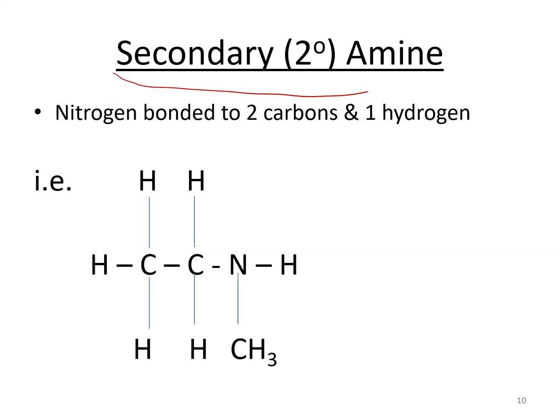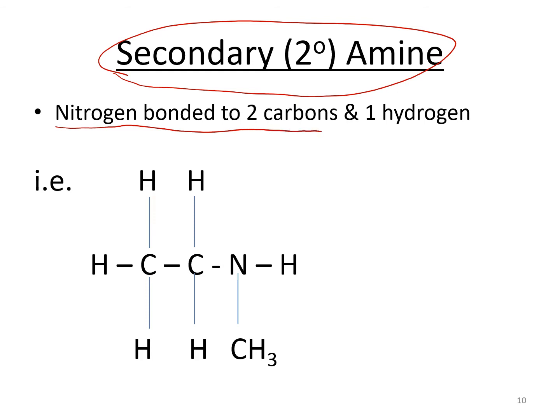A secondary amine is when we have a nitrogen bonded to 2 other carbons and a hydrogen. So we look at our nitrogen, we're looking again at what it's directly bonded to, not the total number of carbons. So I have 1 carbon here, another carbon there. So it's directly bonded to 1 hydrogen, 2 carbons. That makes it a secondary amine.